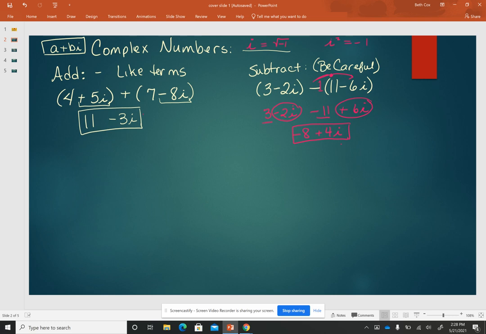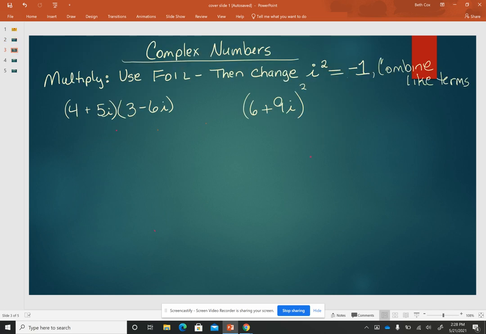Okay, so next we're going to multiply some complex numbers. Not much difficult, but we have two complex numbers and we're going to multiply them. Now, remember that i is the square root of -1, so i squared is going to be -1. So anytime we have i squared in an answer, we're going to replace it with -1 and then combine like terms and simplify. So we will use FOIL.